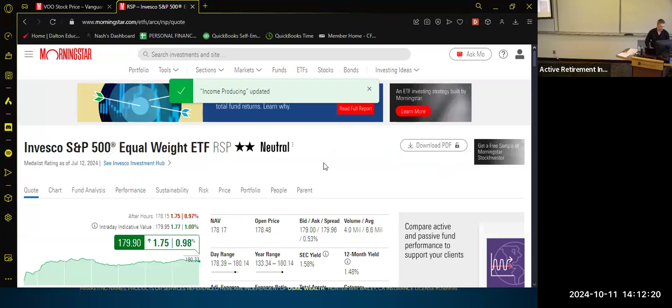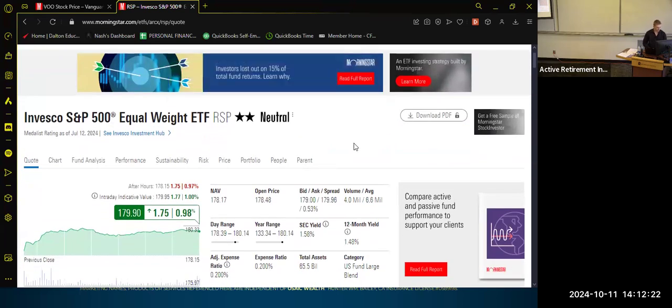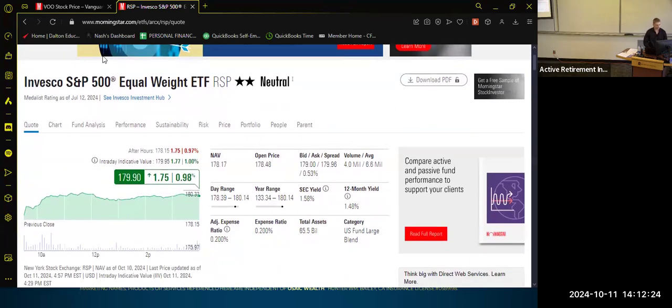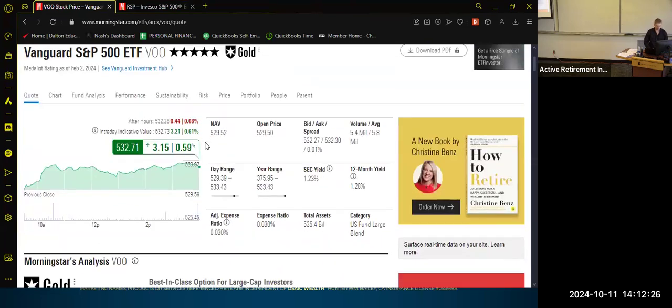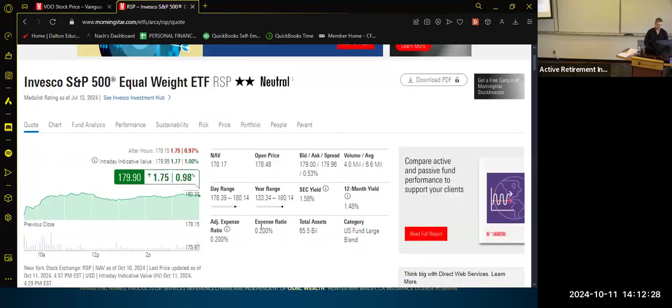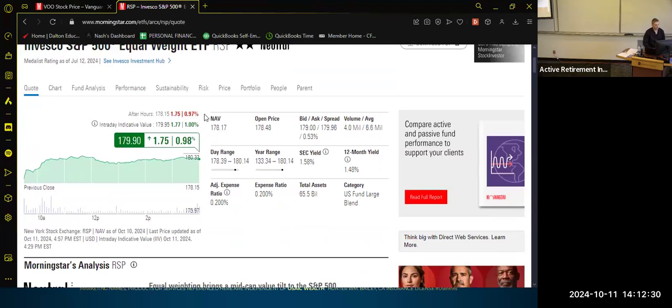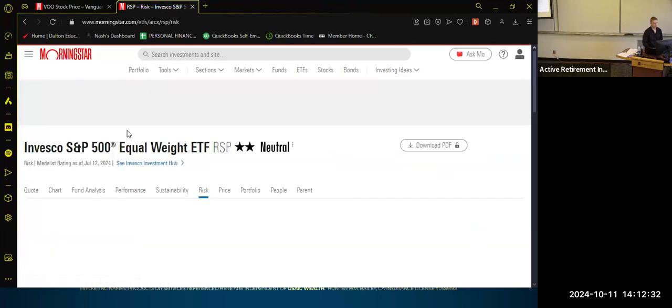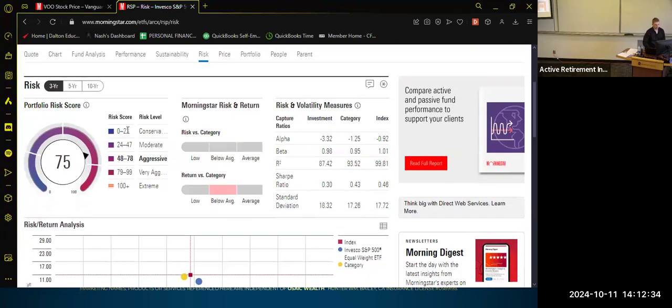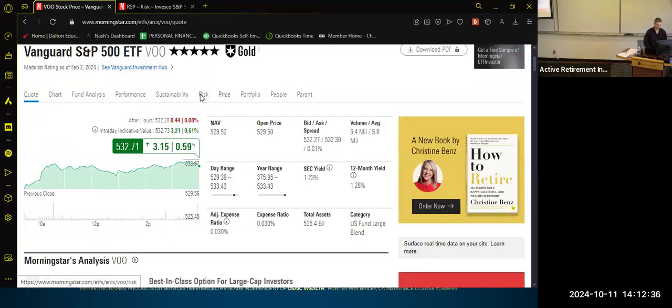Yeah, so speaking of equally weighted, here's an Invesco equal weight fund. And I'm curious, the yield is very similar. In fact, a little bit better. You can see it's a little bit more expensive. But what I'm curious about is if we go to the risk section. Yeah, so let's compare these.